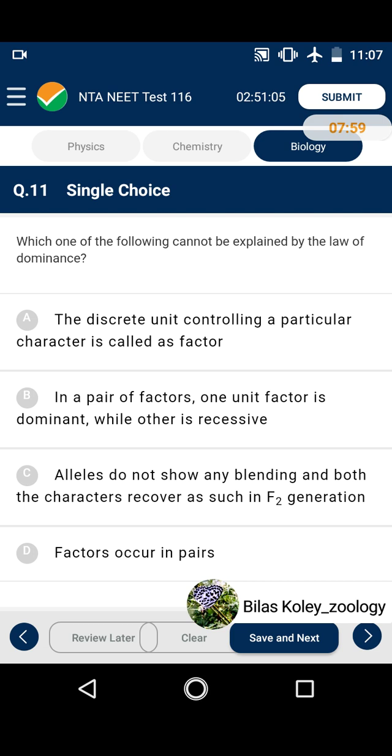Question number 11. Which one of the following cannot be explained by the law of dominance? And the options are, the discrete unit controlling a particular characteristic is called a factor. In a pair of factors, one unit factor is dominant while the other is recessive. Alleles do not show any blending and both the characters recover as such in the F1 generation. Last option is factors occur in pairs. In this question, the right option will be option C.